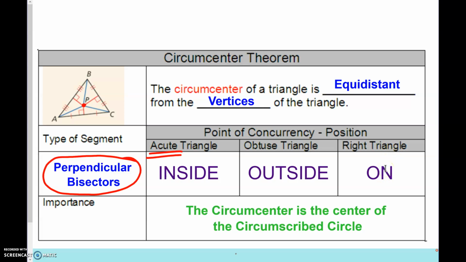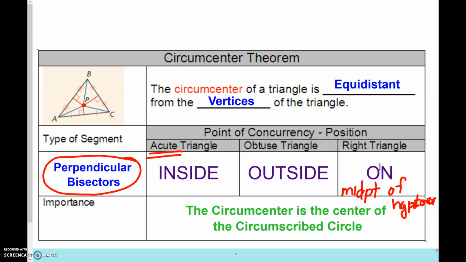It's more specific than on. It is at the midpoint of the hypotenuse. So please make sure you write the midpoint of the hypotenuse. It's not just on the triangle. It is on the midpoint of the hypotenuse.